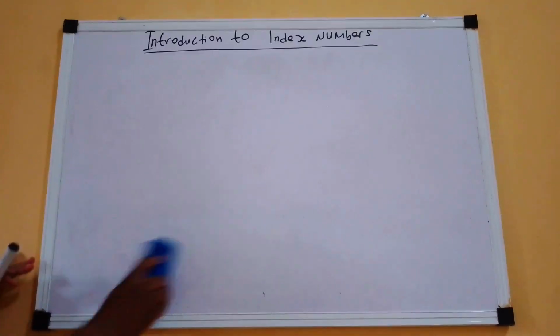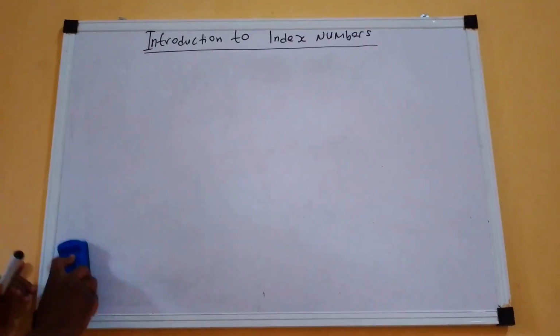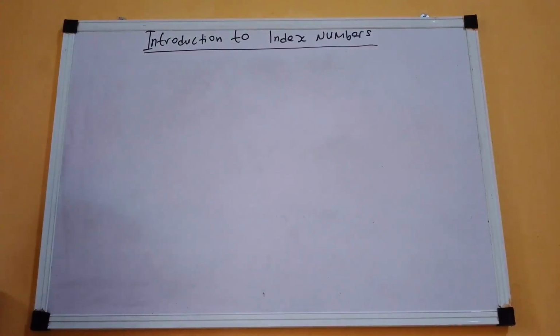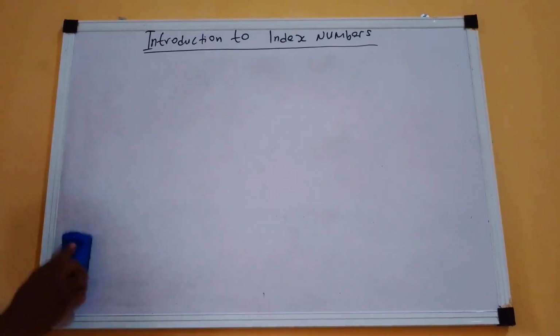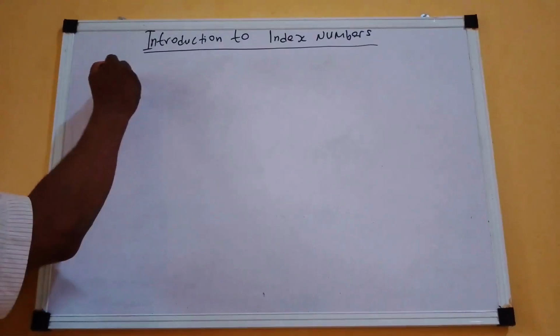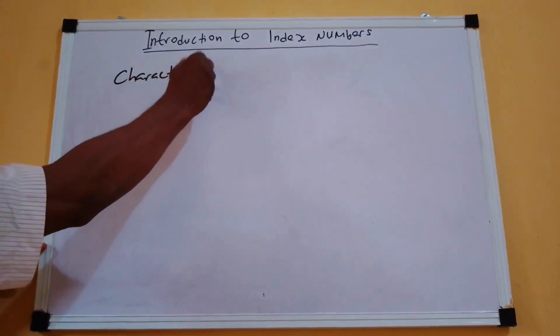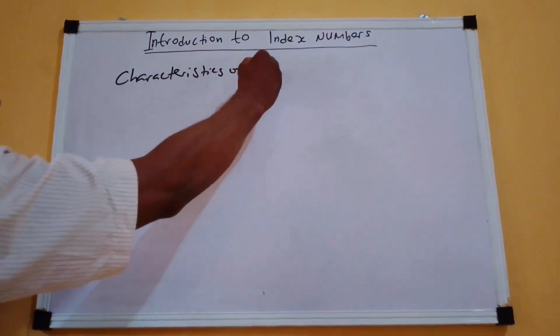You cannot measure, for instance, the standard of living or the growth of economic development in a particular nation without the use of index numbers. You will be able to tell whether there is improvement or decrease. Now let us look at the characteristics of index numbers.